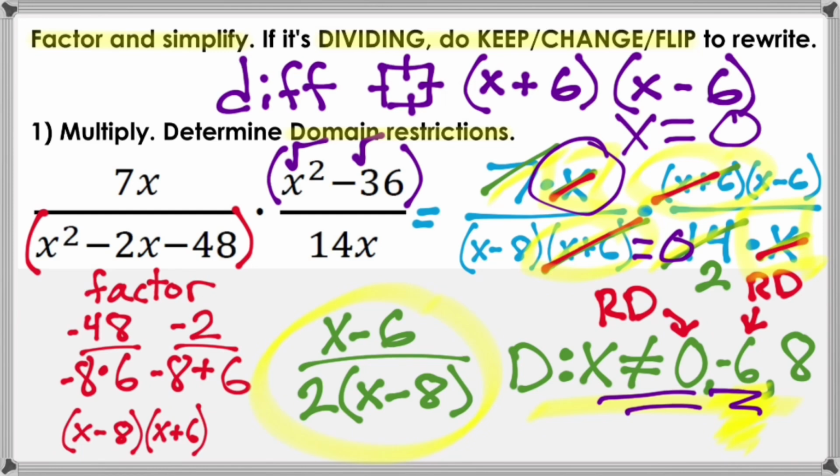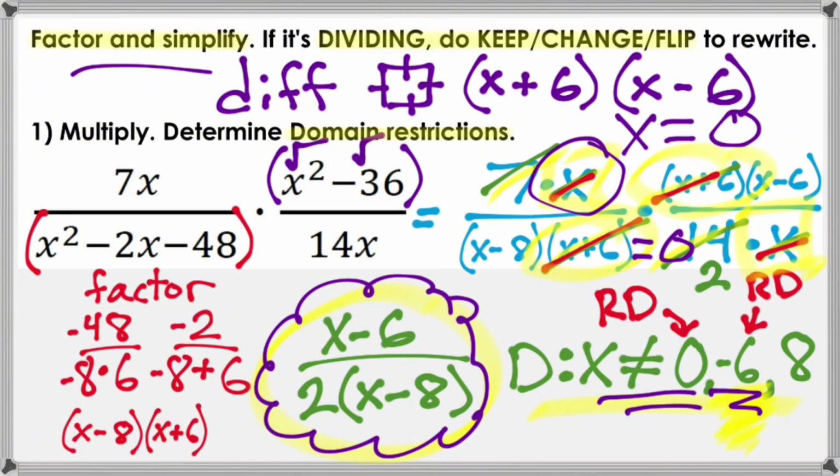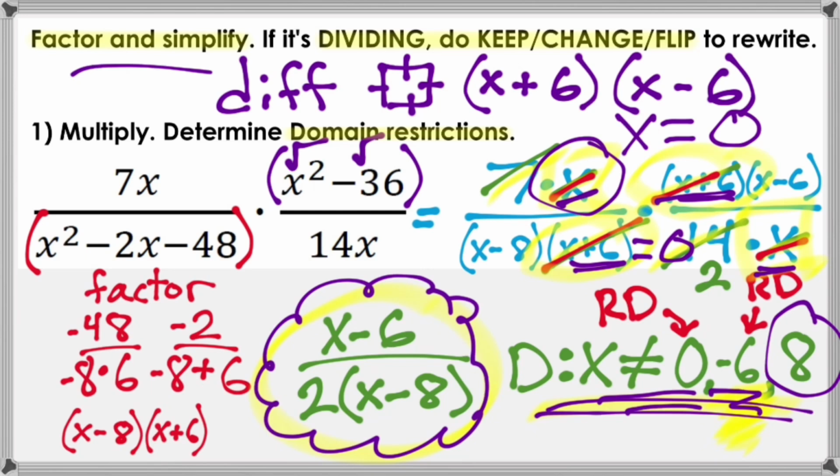That is all you're doing to simplify these expressions. You factor and simplify so that you can get a single expression just like that, and then you establish the domain by looking at what you canceled out and what values cannot exist in the denominator. So we have an 8 right there because it said x minus 8 in our final answer. You can't plug in 8 because 8 minus 8 would be 0, and you can't have a 0 in the denominator.